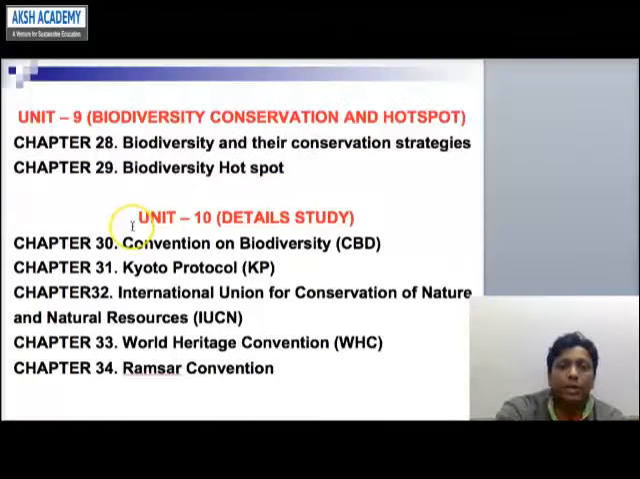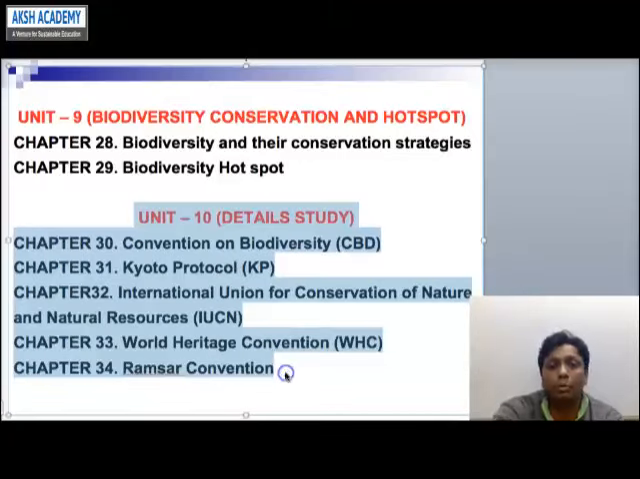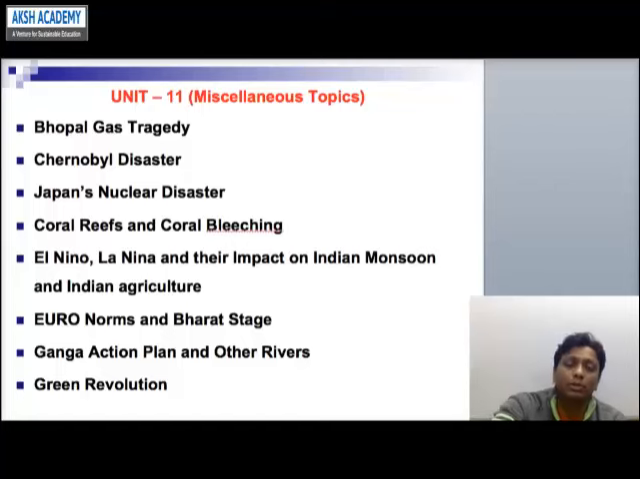Next, unit 10, detailed study. You should go for the CBD, Convention on Biodiversity, Kyoto Protocol, IUCN, International Union for Conservation of Nature and Natural Resources. Even the categories of IUCN also came in the mains examination. World Heritage Convention, Ramsar Convention also came in both your mains and prelims.